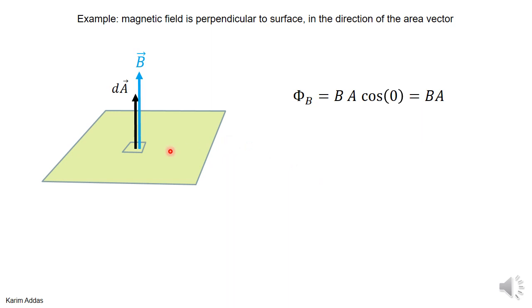And in this case, when the magnetic field is exactly in the same direction as the area vector, then the angle is 0, cosine 0 is 1, and you get the maximum flux. And so the number of lines going through this surface has a certain value, proportional to B times A.